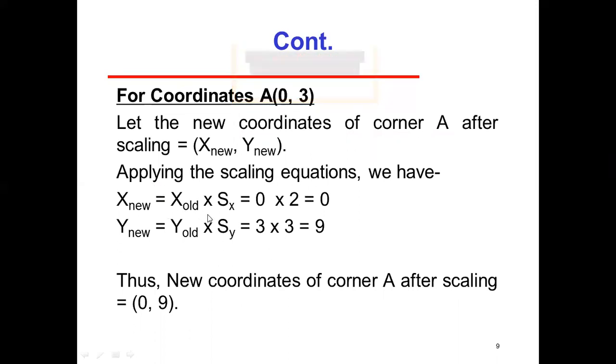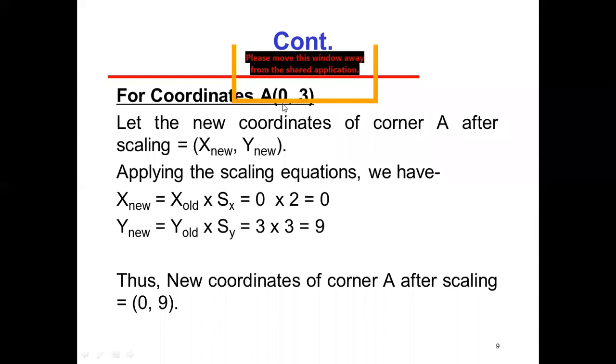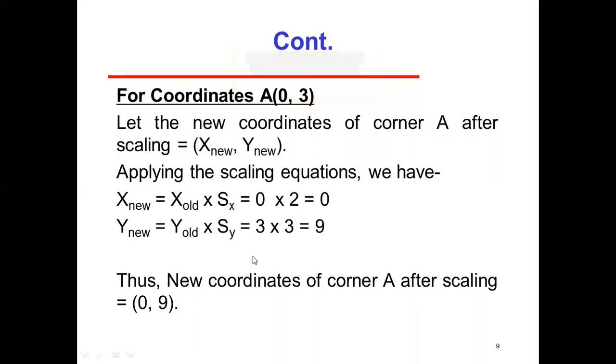Okay. x new equals x old into sx. Here x old we are calculating for the vertex A, where x old is equal to 0 and y old is equal to 3. Now you can replace the values: x old 0, sx already given 2, y old here 3, sy already given 3. This is the scaling factor already mentioned in the problem.